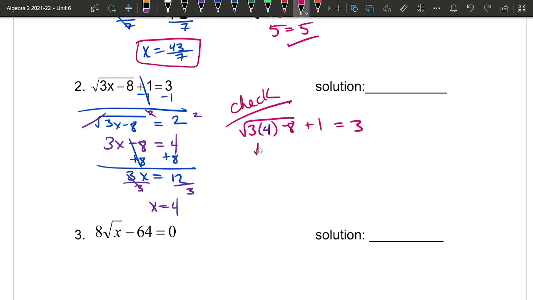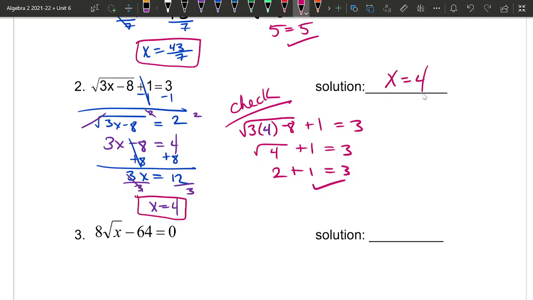So I have the square root of 4 plus 1 equals 3. Square root of 4 is 2, plus 1 equals 3. Yes, 2 plus 1 does equal 3. So that means that x equals 4 is the solution. And that's it.